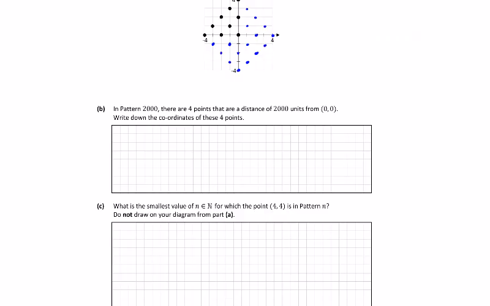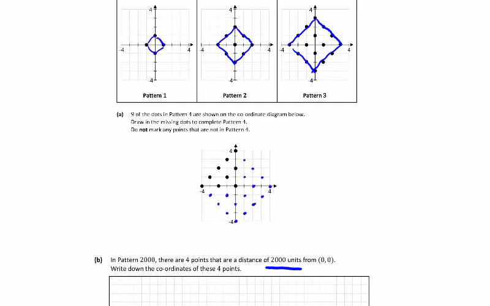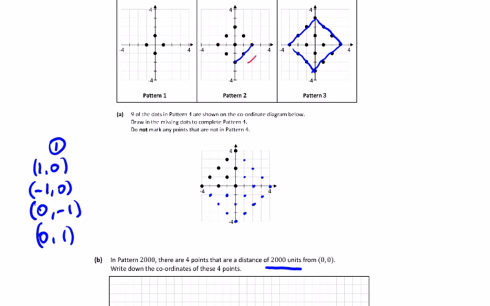Part B tells us in pattern 2000 there's 4 points at a distance of 2000 units from 0, 0. Okay, let's see what's going on. In pattern 1, the points are 1, 0, -1, 0, 0, -1, and 0, 1. In pattern 2, the points I have are 2, 0, 0, -2.